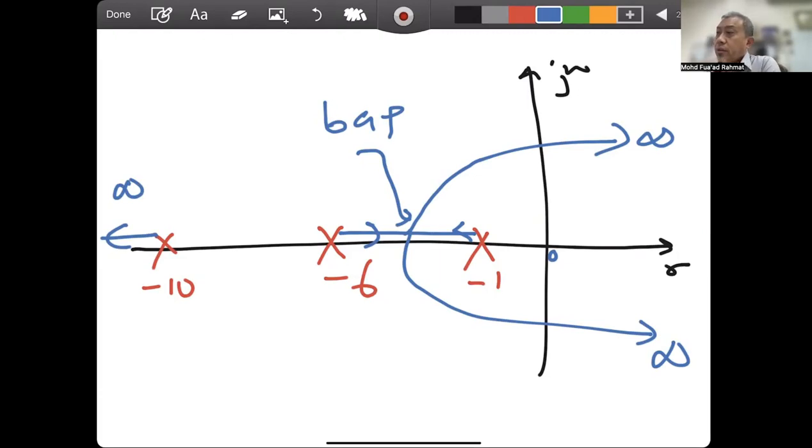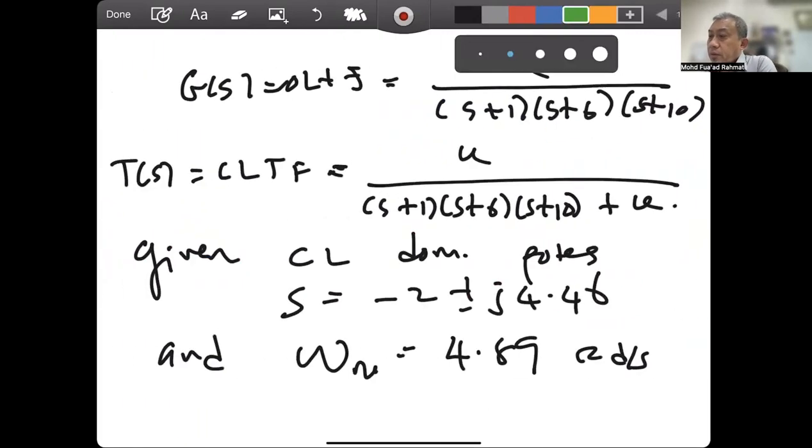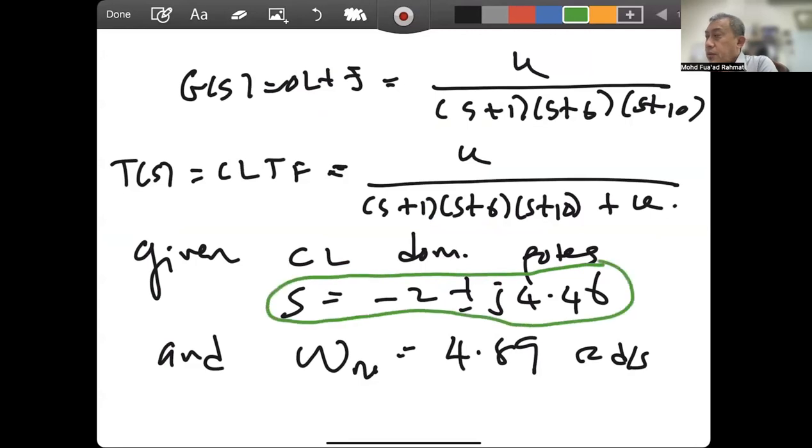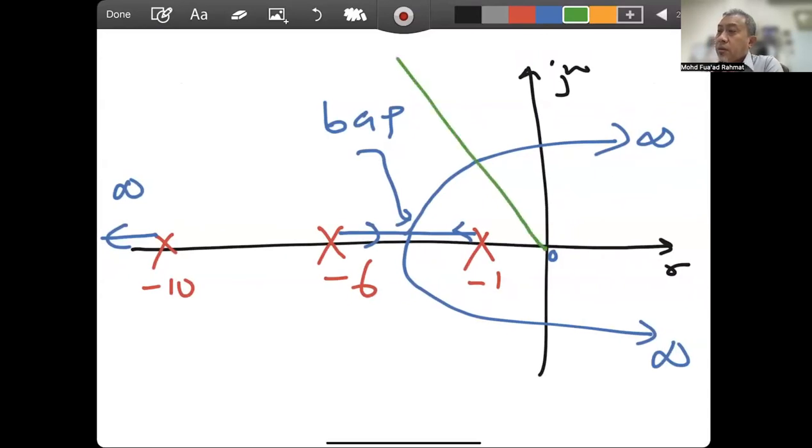So it is given that this is the dominant pole. We know that the dominant pole starts from 0 like that. But we don't know the zeta value. So how are we going to find the zeta value and the theta value?